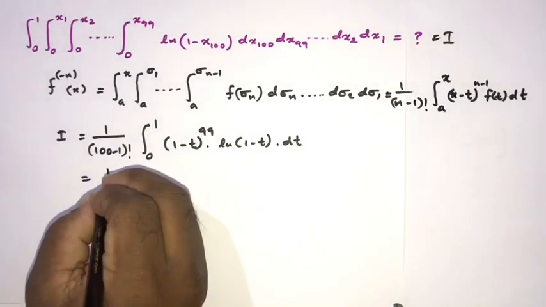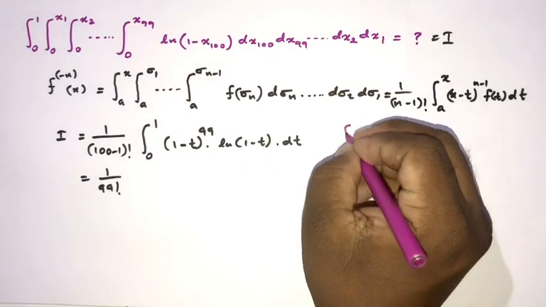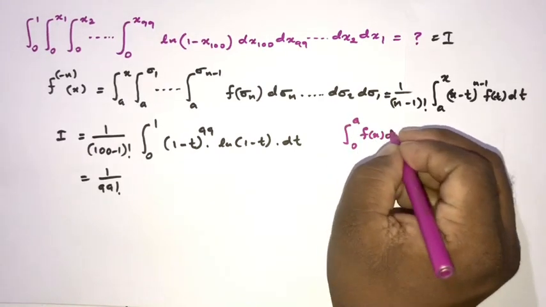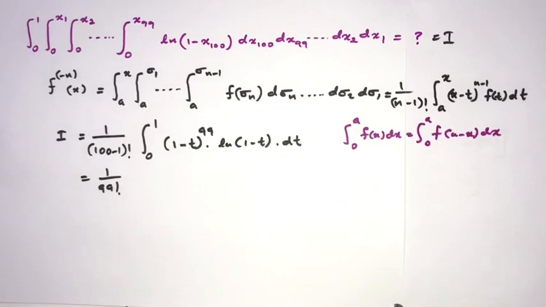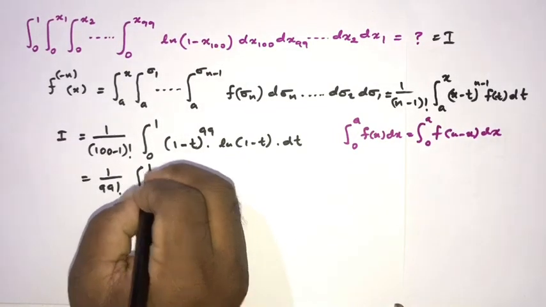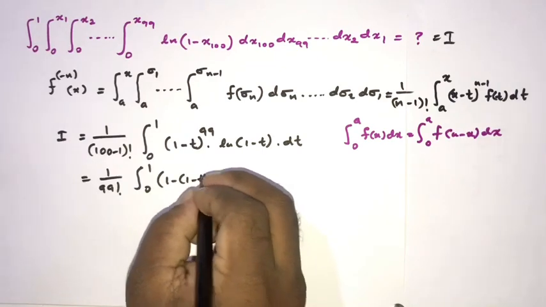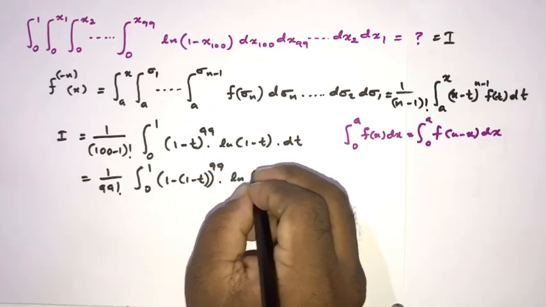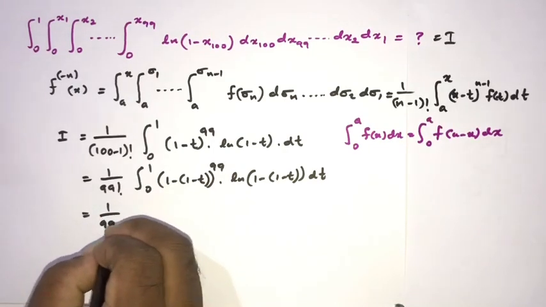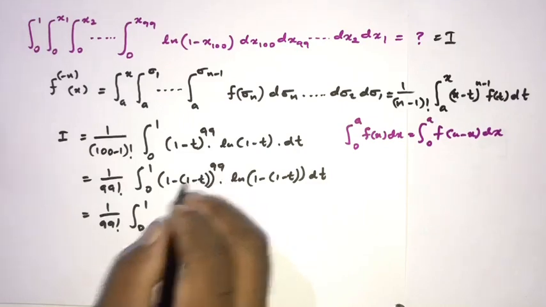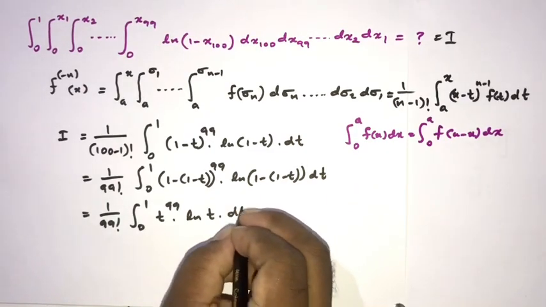Then here we have 1 over 99 factorial, and now we can use King's property. I think you know about it. If we have the integral from 0 to a of f of x dx, we can write the integral from 0 to a of f of a minus x dx. So if we apply King's rule, here integral from 0 to 1, instead of t, we have 1 minus t raised to the 99 power, natural log of 1 minus 1 minus t dt. Now let us simplify a little bit. Here 0 to 1, the 1 gets cancelled, we have t raised to the 99 power, natural log of 1, again cancelled, natural log of t dt.